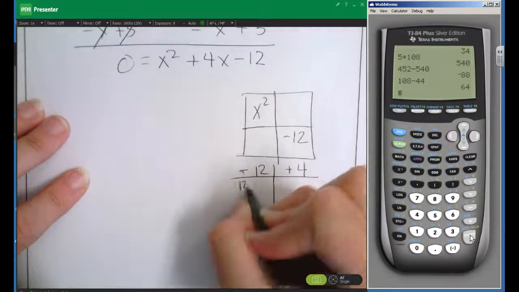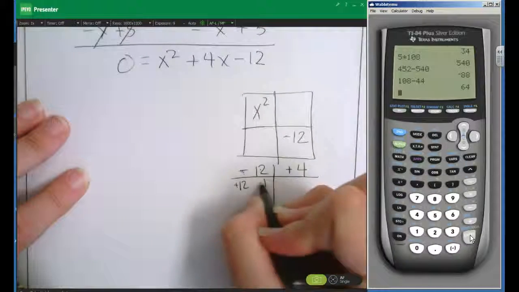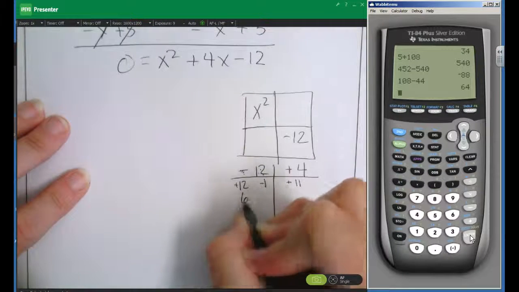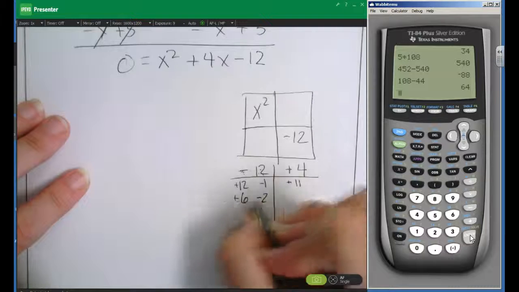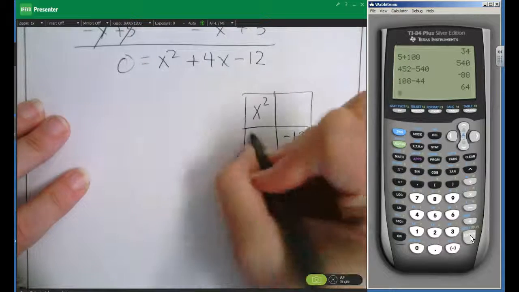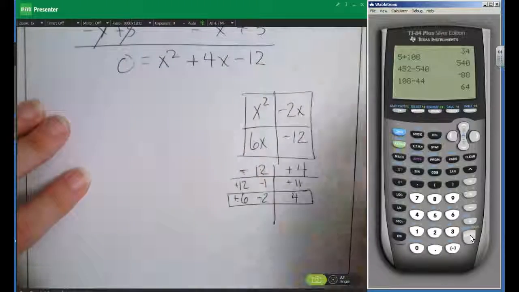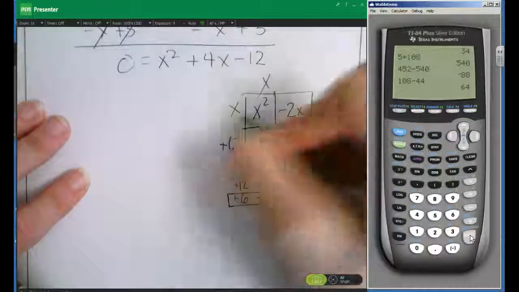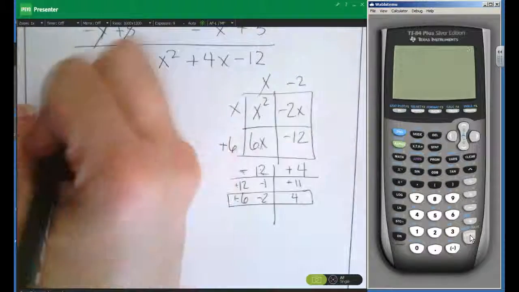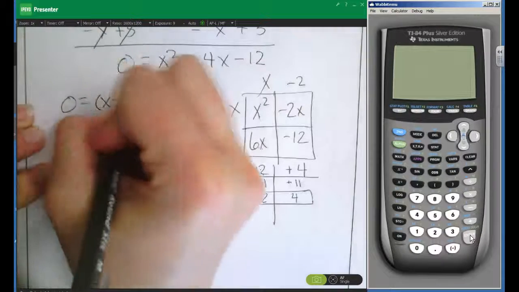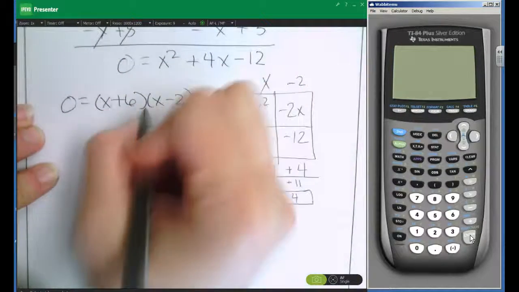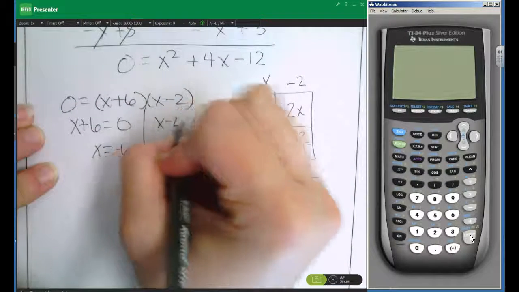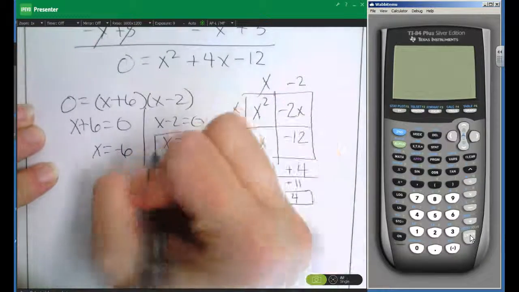So 12 divided by 1 can give us 12. The bigger one's positive, that's positive 11, that's not it. It's divided by 2. 6 and 2, the bigger one's positive. These combine for 4. So we know we have 6x, negative 2x. Well, x times x gives us x squared. X times positive 6 gives us 6x. X times negative 2 gives us negative 2x. Set each one equal to 0. These are our answers.